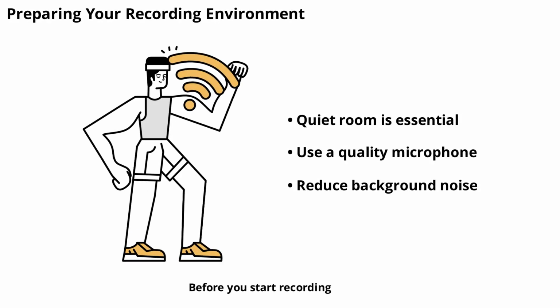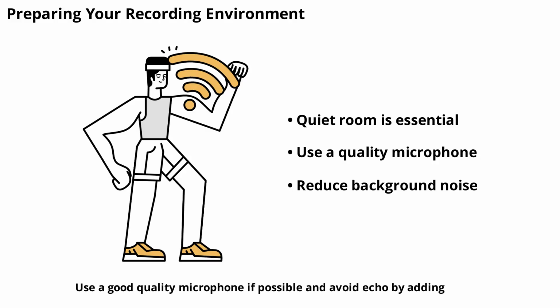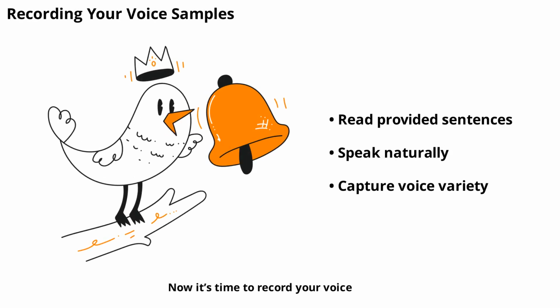Before you start recording, it's important to set up a quiet and comfortable environment. Background noise can affect the quality of your audio samples, so choose a room with minimal distractions. Use a good quality microphone if possible, and avoid echo by adding soft furnishings or using soundproofing materials. Taking these steps will ensure that your recordings are clear and accurate, giving the AI the best possible data to work with.